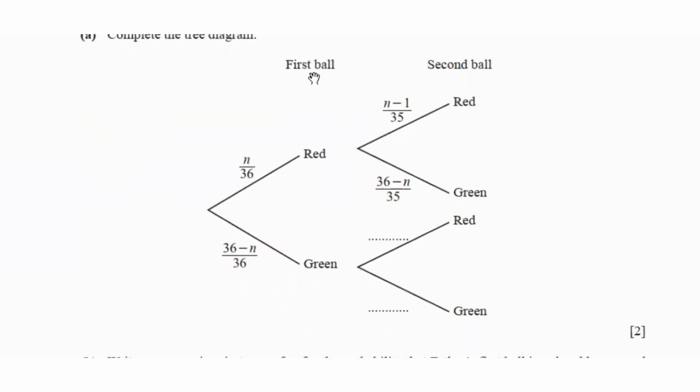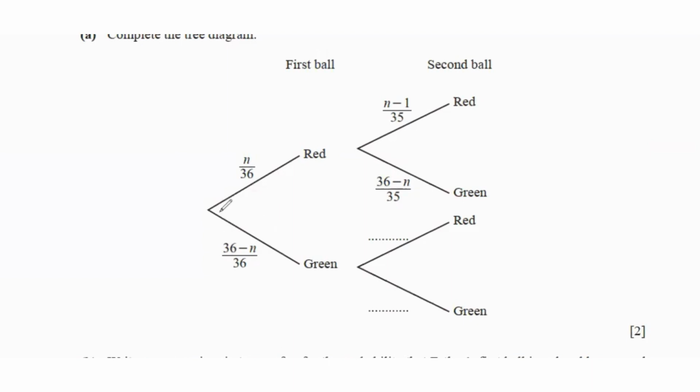So for the first ball, if it's n over 36, then the second ball, red, would be n minus 1 because there is no replacement. So there's one less ball. If you take one red ball, the number of red balls would now be n minus 1, and the total number of balls would become one less, which is 35. The number of green balls remains the same if Esther is taking a red ball, so 36 minus n remains as it is. However, the total number changes because there is one less ball.